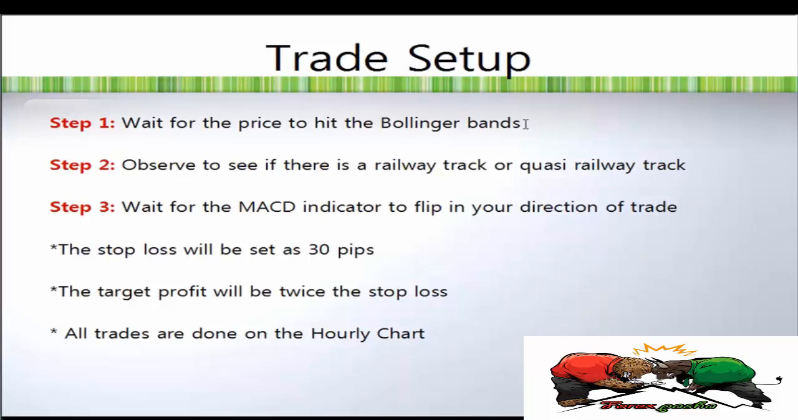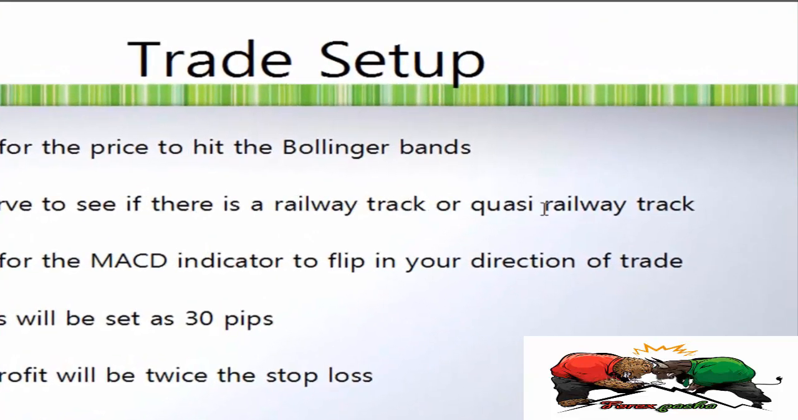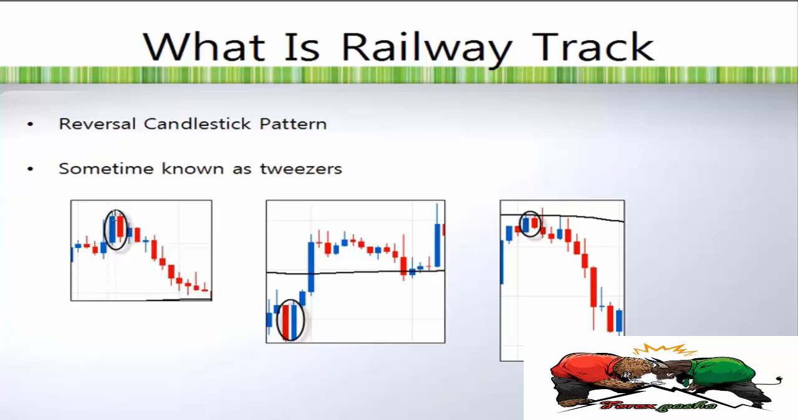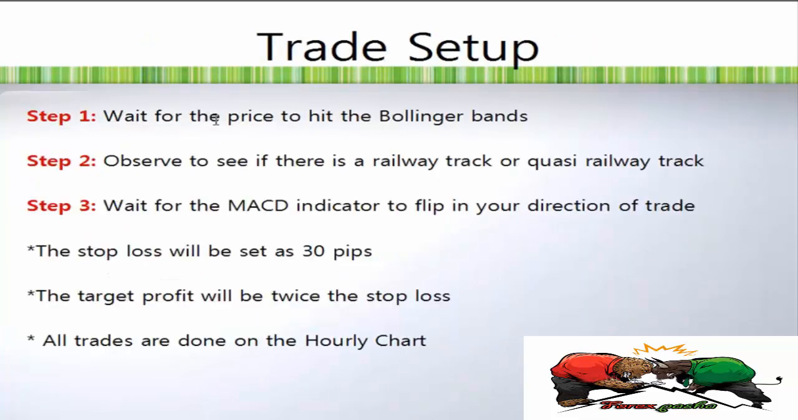So what we are doing is waiting for the price to hit the Bollinger Band. Step 2, what you have to do is to observe to see if there's a railway track or quasi railway track formation, which is what we have gone through here. Okay. Then third, you do not enter a trade upon these 2 steps. You wait for the MACD indicator to flip in your direction of trade.